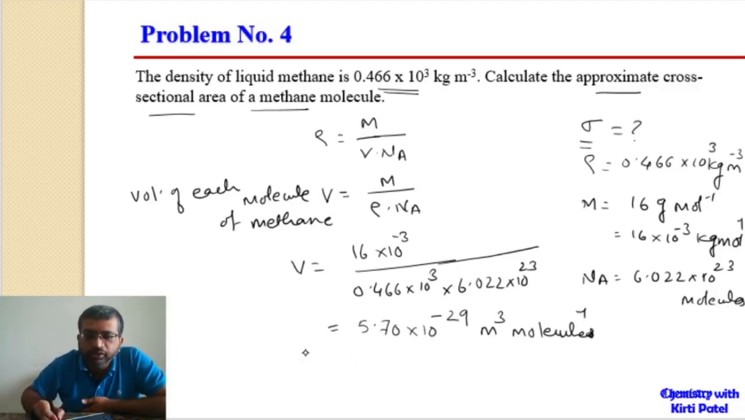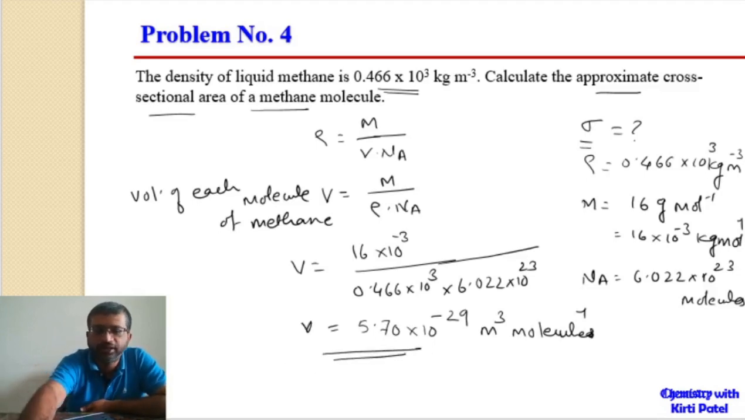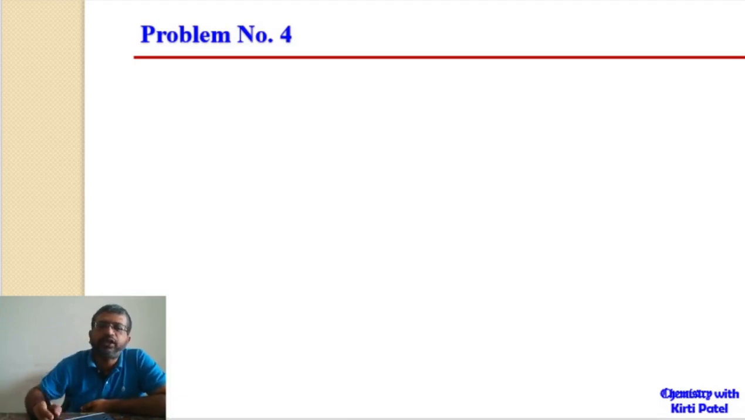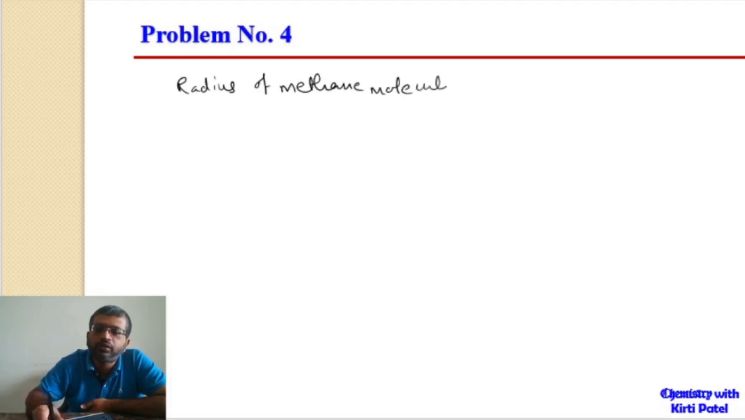Cubic meter per molecule will be the volume of each of the methane gas. From this volume we can calculate the radius of the methane molecule. So the radius of the methane molecule can be obtained.